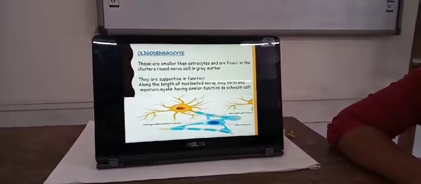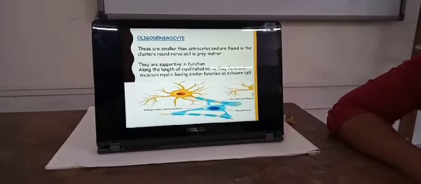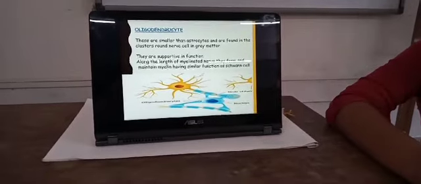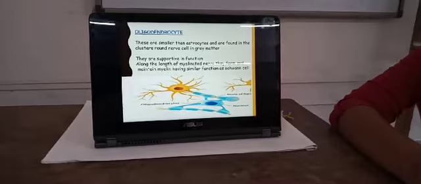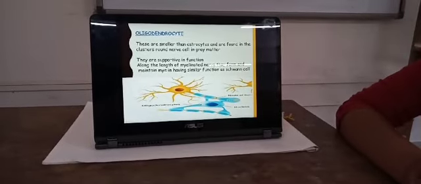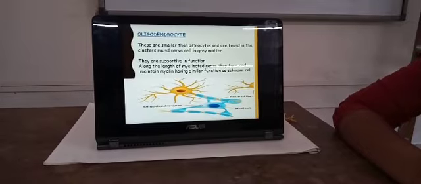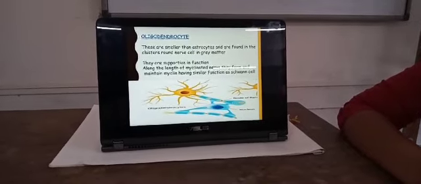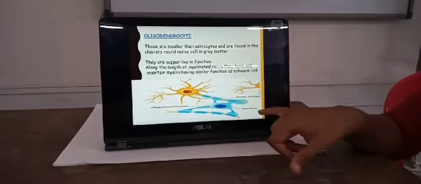So what do you understand? They are found only in the grey matter. Where is the grey matter? The grey matter is found in the periphery of the brain and in the center of the spinal cord. So the oligodendrocytes will also be present in these areas. They are supportive in function along the length of the myelinated nerve. They form and maintain myelin, having similar functions as the Schwann cells.